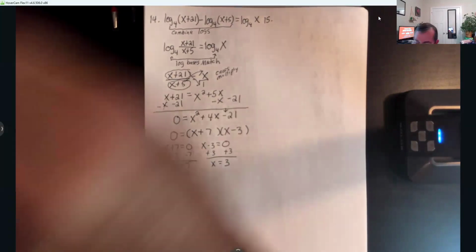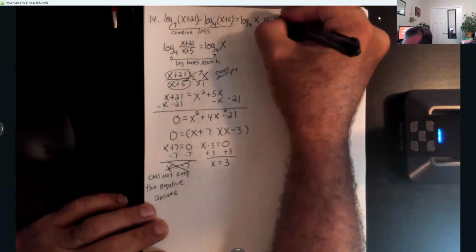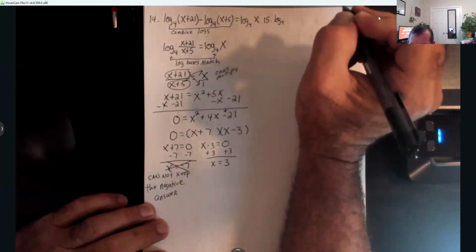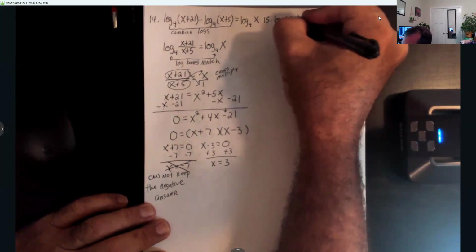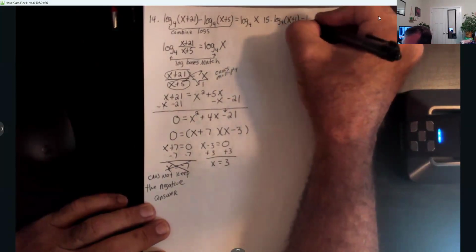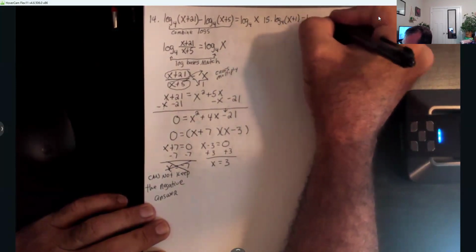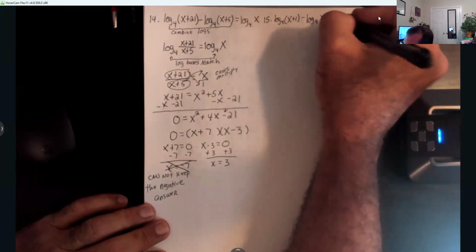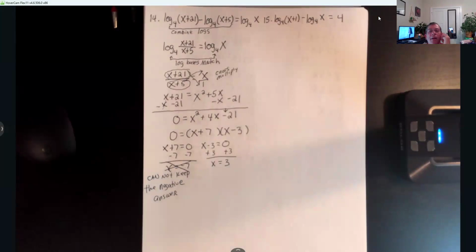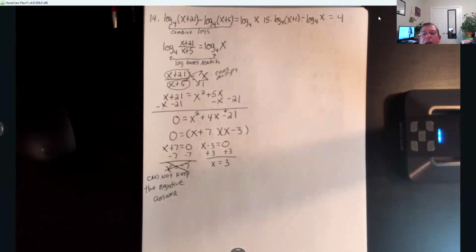So y'all, let's see what we do here. Log base 4 of x plus 1 minus log base 4 of x all equals 4. So y'all, I'm going to play with y'all on this one. So really, what's the first thing I need to do to this problem?